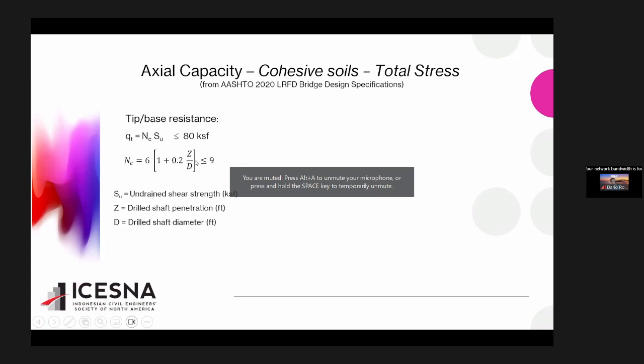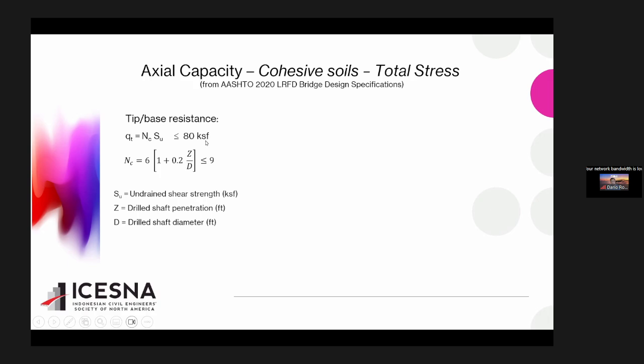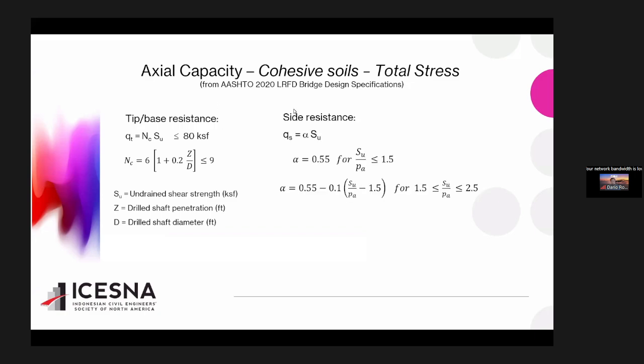So S_u here is the undrained shear strength of the clay. Z is the penetration depth, the depth of the pile, and D is the diameter of the pile or the shaft, right? And typically you don't want to go more than 80 ksf. The code limits you to 80 ksf, no more than that. And then for side resistance, it's the same thing, a very simple equation.